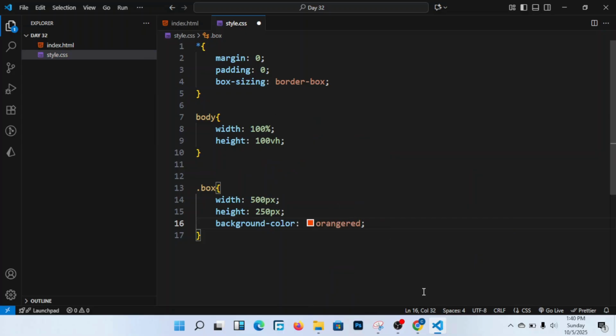Okay. So I want to see how it looks. I go to the browser and look at how it looks. It's coming. It's there. JavaScript class is there.